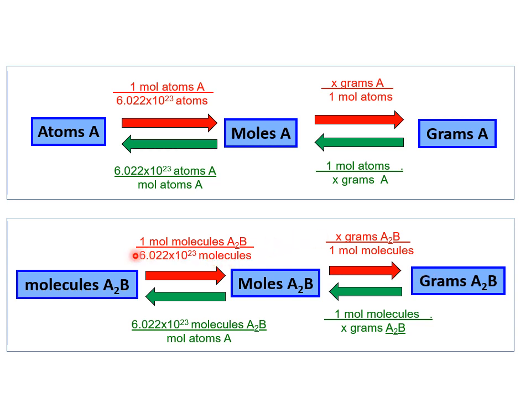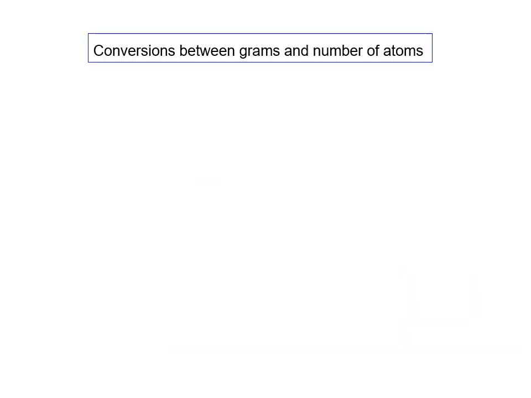Notice that up here now, rather than saying 6.022 times 10 to the 23rd atoms, I put 6.022 times 10 to the 23rd molecules equals 1 mole. Why? Because in this case, A2B is not an atom, it's a molecule. And then for the molar mass up here, I use the molar mass of A2B. So it would be 2 times the mass of whatever element A is plus the mass of whatever B is. And I can use the same exact conversion factor for molecules, just like how I did for atoms. So let's go ahead and look at some examples.